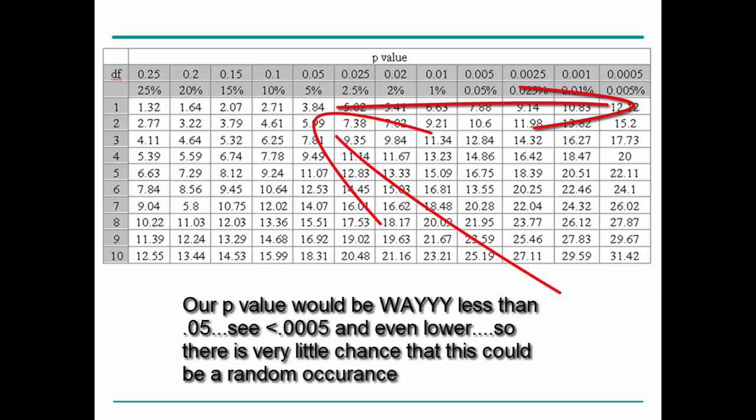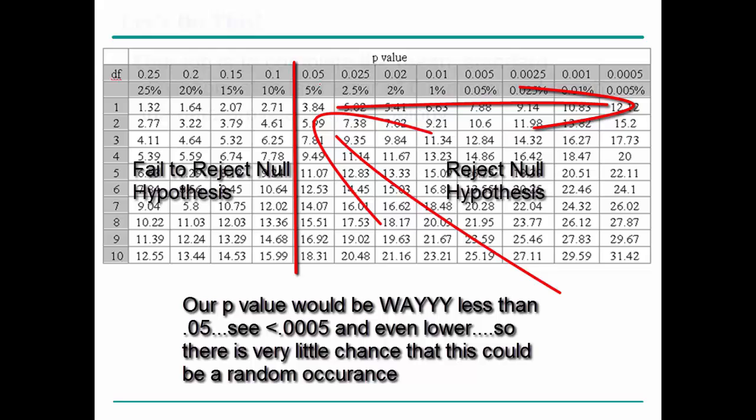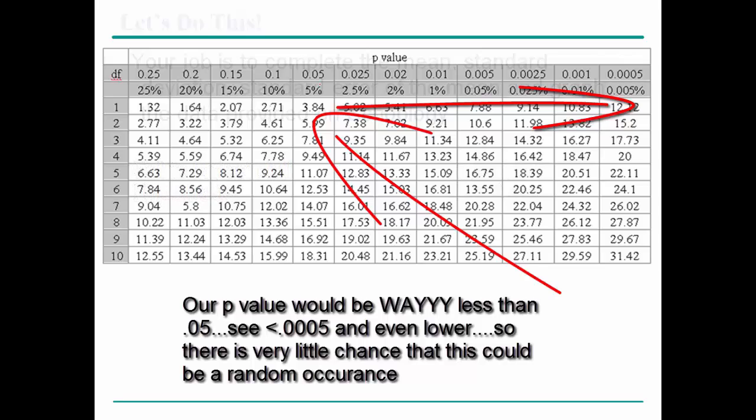So that means that we've rejected the null hypothesis. Remember, the null hypothesis is what we'd expect, or that random chance could explain it. In this case, we're way beyond that. So random chance couldn't explain our results.